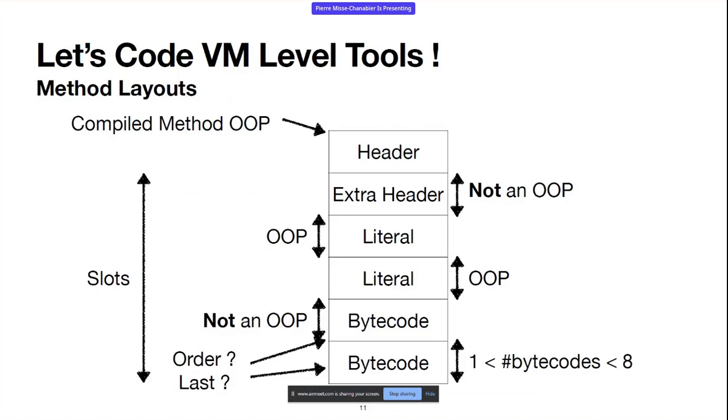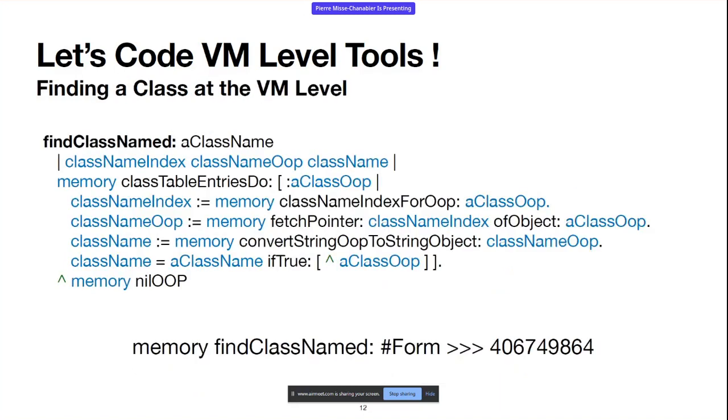And the other thing is that the bytecode, as I said, it's between 1 and 8 bytecodes inside 64 bits. But what is the order? Where is the last bytecode? What is after that last bytecode? And all of these questions you have to answer before you are able to manipulate this data structure and this bytecode. So, to continue with an example also from the paper, I want to find a class which has a specific name.